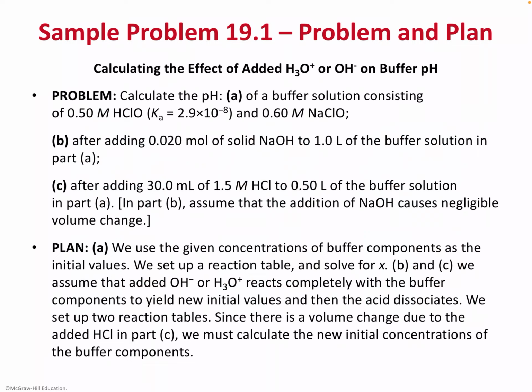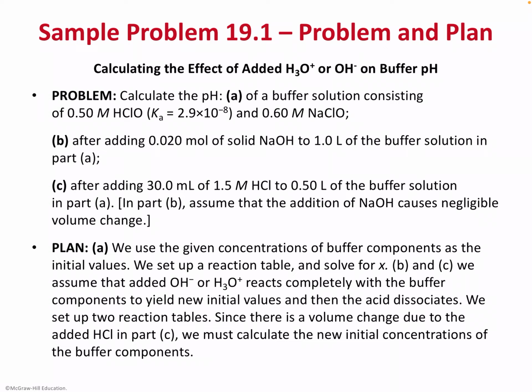Okay, calculate the pH of a buffer solution consisting of 0.5 molar HClO, Ka is given to us as 2.9 × 10^-8, and 0.6 molar sodium hypochlorite. Hope you remember the name of these oxyacids.